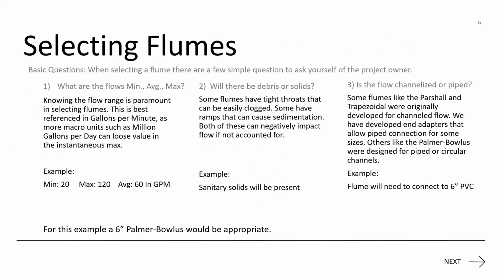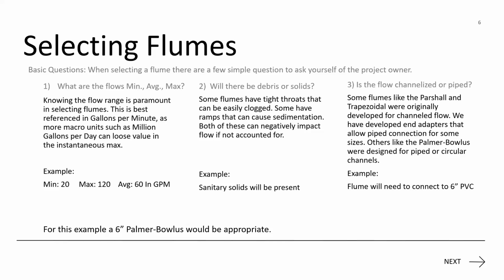So when selecting a flume, there's a few simple questions I like to ask a customer, or if you're designing, asking yourself. Number one, what are the flows? Obviously, if it's a flow measurement device, you need to be able to size it appropriately and know which type you're going to look at. So you need to know your minimum flow, your average flow, and an instantaneous max. It's best to look at this value in gallons per minute.